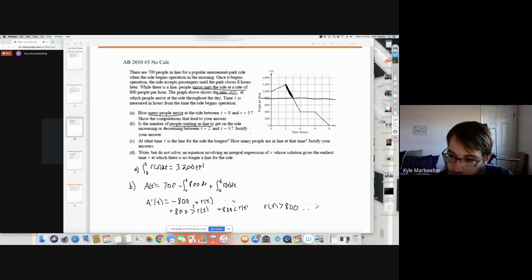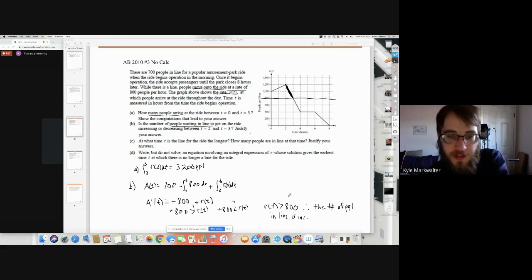Therefore, as r of t is the people coming into the line, the number of people in line is increasing. Does that kind of make sense, doing this comparison of the rates at which they're coming in and out? That's ultimately the thing we need.